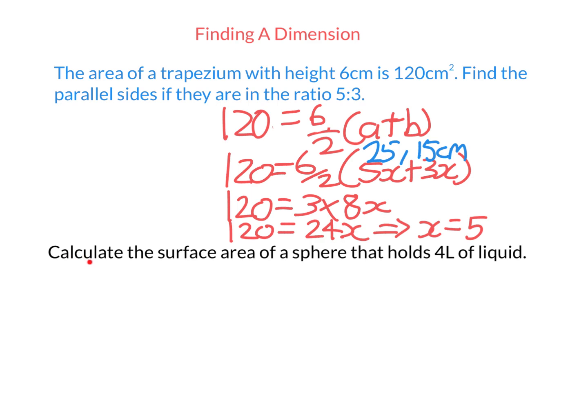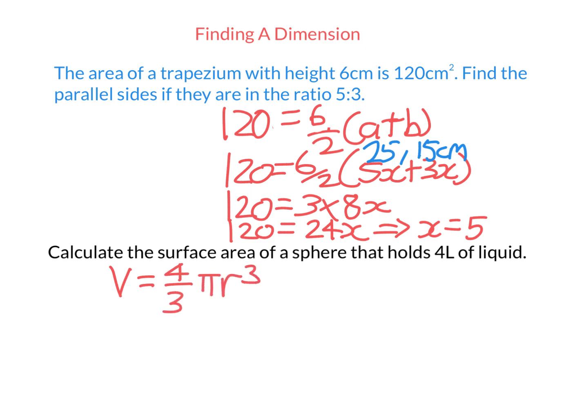Now in this second question, we're asked to calculate the surface area of a sphere that holds 4 litres of liquid. It might not be immediately obvious to you, but we are asked to find a side. You see, we can't find the surface area of a sphere without knowing its radius. So we have to first find its radius. So another formula you might like to add to your sheet is the volume of a sphere, 4 over 3 pi r cubed.